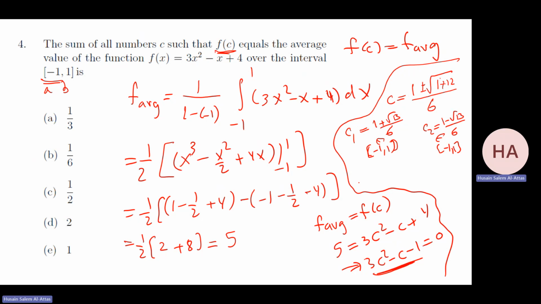He wants what? The sum. What will be the sum? It will be c1 plus c2. That will be 1 plus square root 13 over 6, plus 1 minus square root 13 over 6. Plus or minus cancels. So I have 1 over 6 plus 1 over 6, which is 2 over 6, which is 1 over 3, which is this one. It's a matter of calculation, but I have to use the quadratic formula to find the c's.